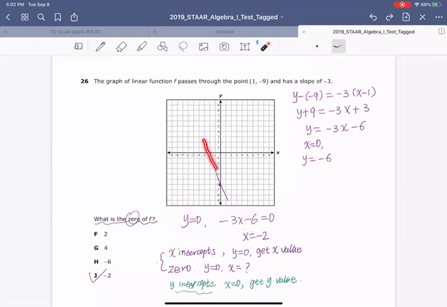Your y-intercept, listen, this is really important. Your y-intercept is to make your x equals 0, your y value. Your x-intercept or 0 all means the same point. So you make your y equals 0. You solve your x equals -2. Does this make sense?